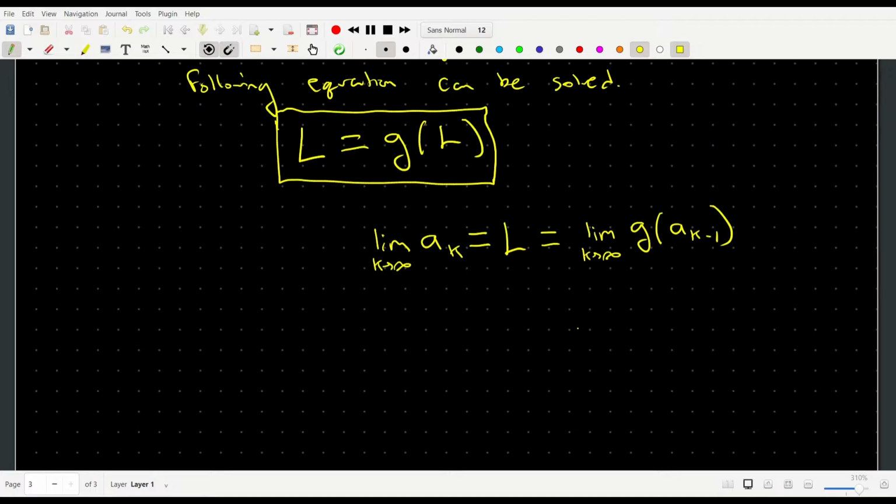And so the idea here is that g is going to have some nice properties, specifically if g is continuous. We can say that this is going to be the same thing as g of the limit as k goes to infinity of a_{k-1}. And this limit of a_{k-1} is the same thing as the limit of the sequence. It's going to the same place as k goes to infinity. So this is going to be g of L.